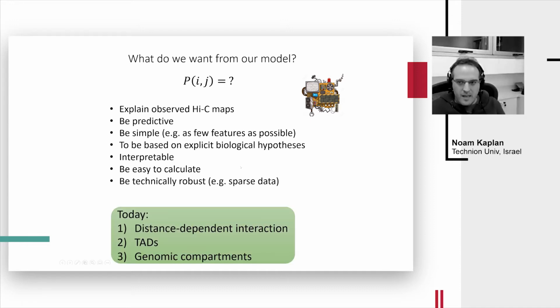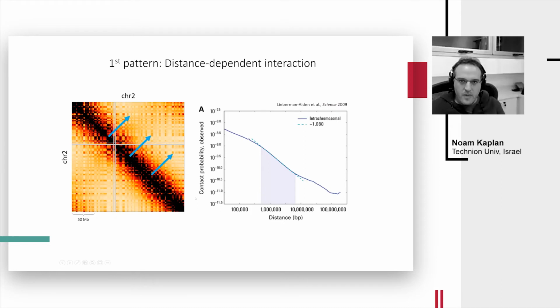Today I will start to build this model step by step. We'll start with distance-dependent interaction, the simplest pattern, and then we'll move to TADs and genomic compartments. So let's start. The first pattern is something you saw.